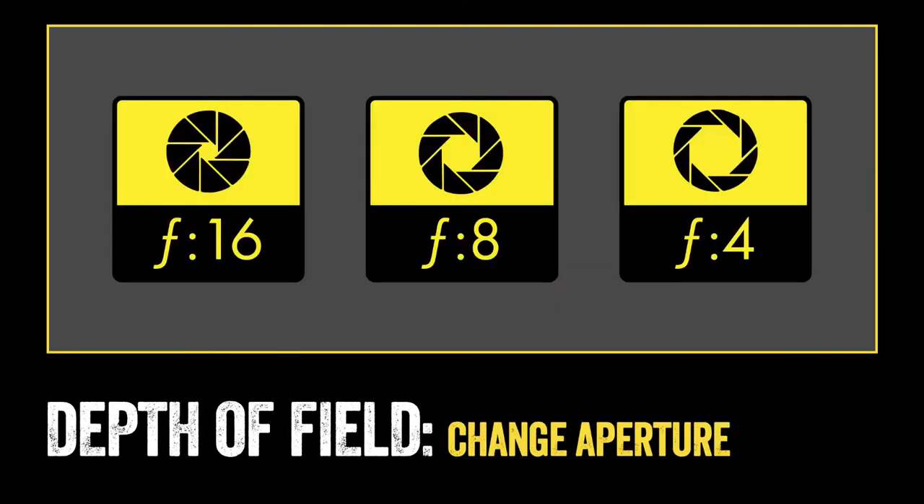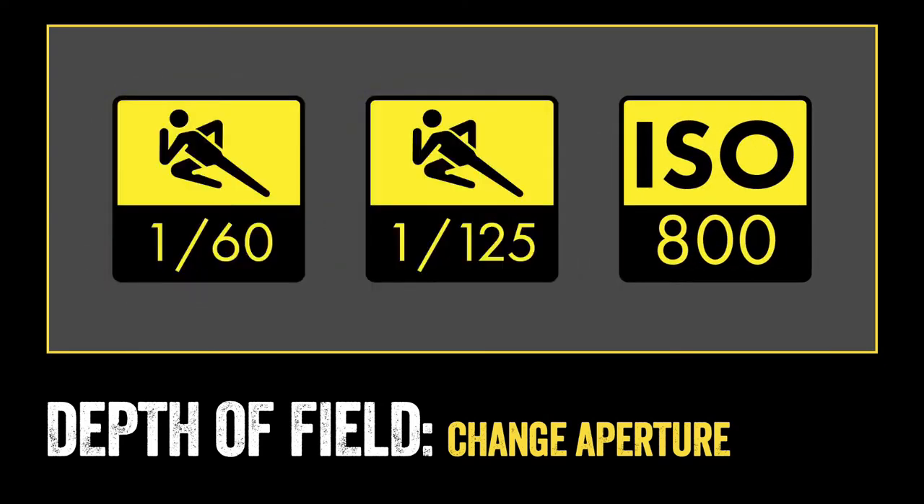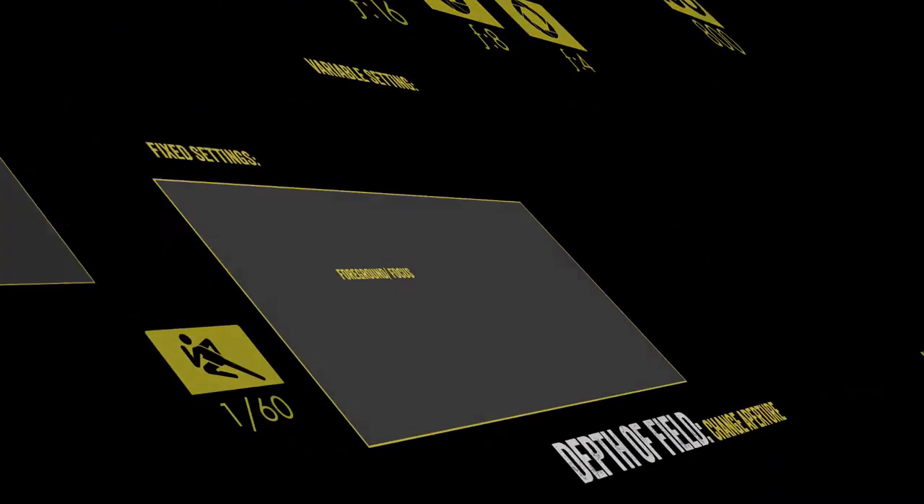We'll start by changing our aperture. The first thing we're going to do is set it to the smallest aperture that lets in the lowest amount of light. We'll start with f16. Now, because f16 lets in very little light, set your shutter speed to a 60th of a second or 1/125th of a second, and then adjust the ISO up accordingly until you get a proper exposure.